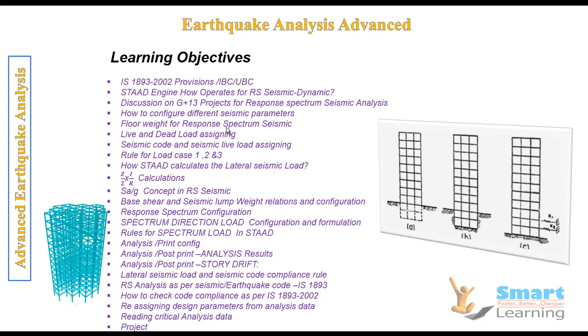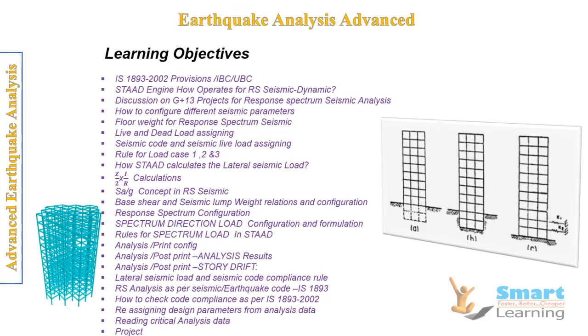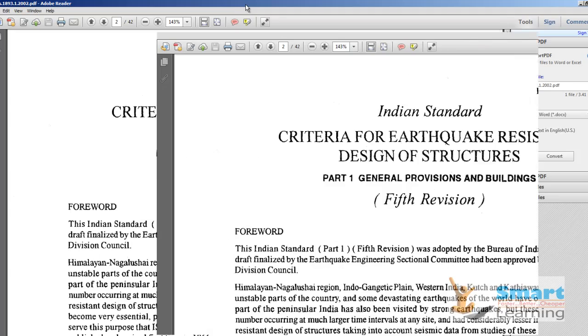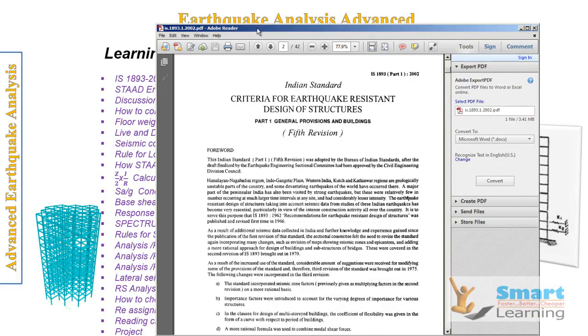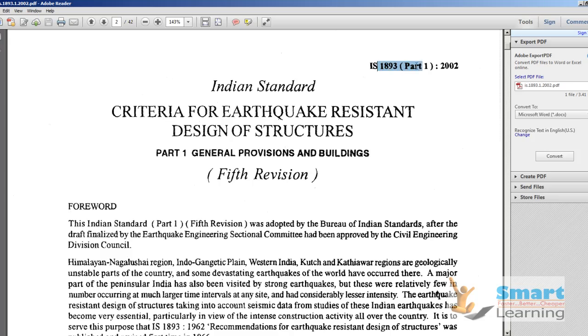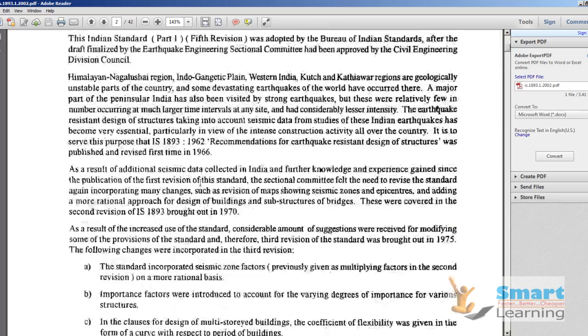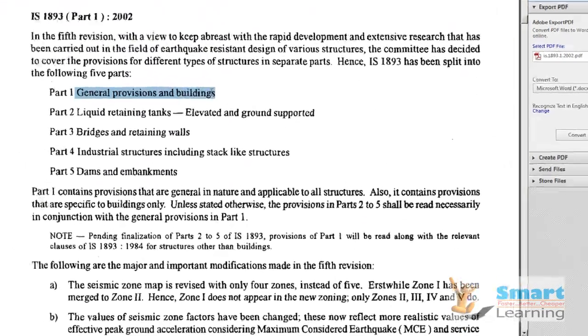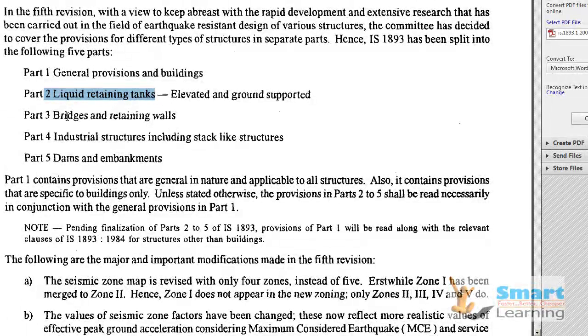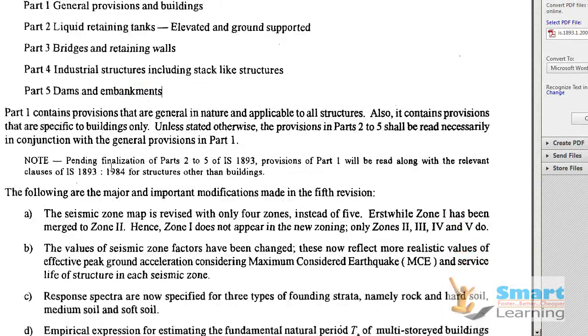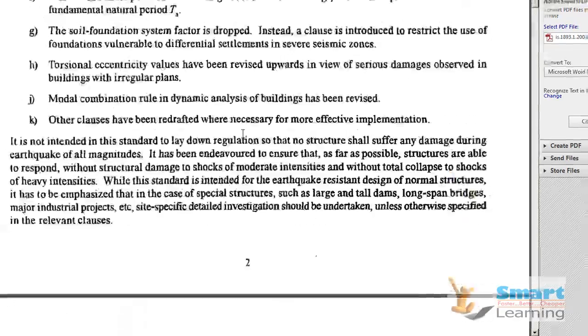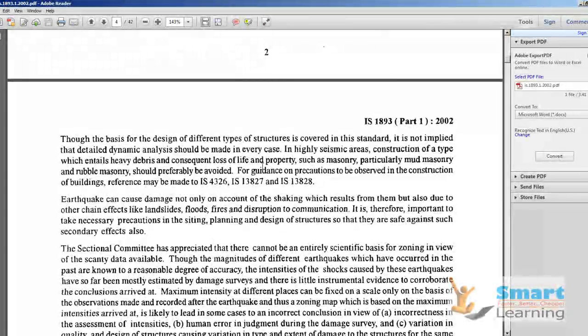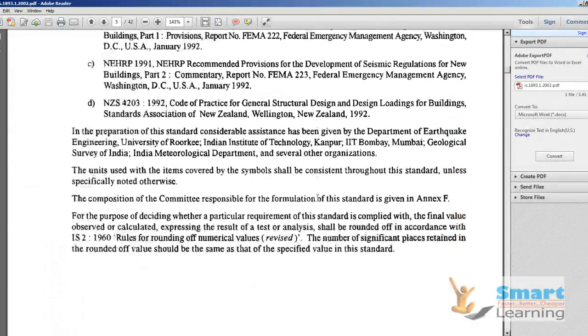So let us start understanding the basic code compliance. For that I'll be taking this as my reference: the IS 1893 Part 1 2002 codebook. Here you have the guidelines: general provisions for buildings; Part 2, liquid retaining tanks; bridges and retaining walls; industrial structures, dams and other structures. Part 1 is typically for residential and other structures, which we largely use for commercial projects.